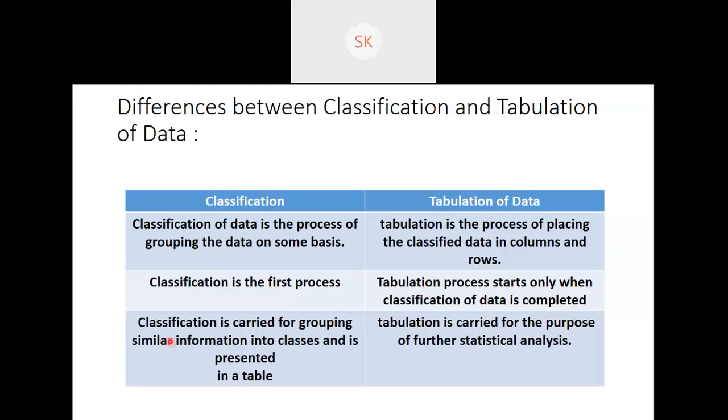And the last difference, classification is carried out for grouping similar information into classes and is presentable in a table. So again, it's saying a very similar point. Classification is grouping the information on a similar basis, and it is just put into a table. You cannot do any further calculation after classifying.